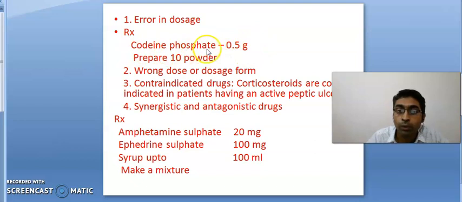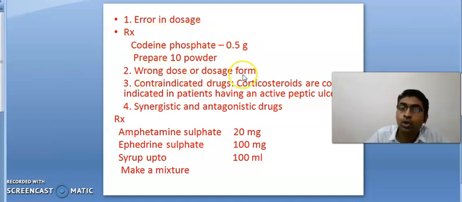The dose of the codeine phosphate is actually 5 mg. But here the prescriber, by mistake, has written that the dose of the drug is 500 mg, 0.5 grams. So it is an overdose. It will produce very serious consequences. So the prescription will be referred back and it must be corrected because the dose is 5 mg here. So this is known as an error in dosage.